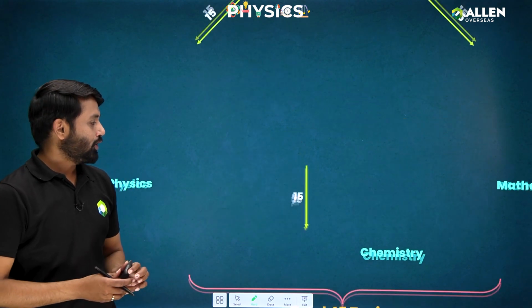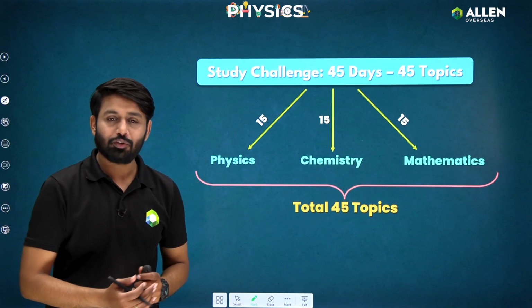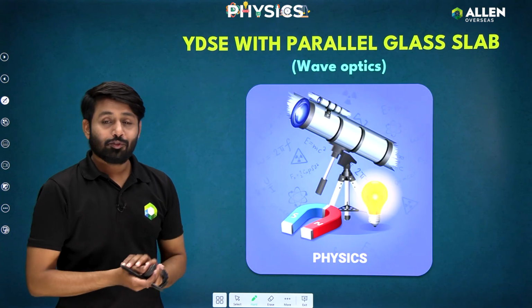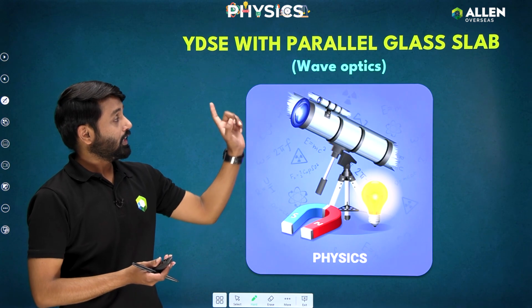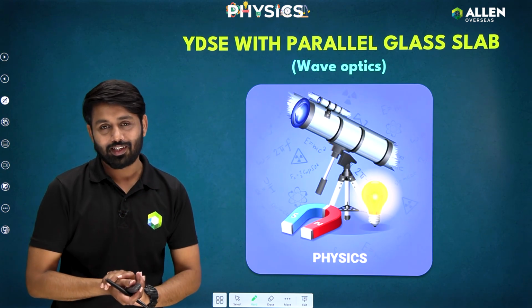This is the distribution of topics in physics, chemistry and mathematics. I'm going to cover the physics part. So let's begin with the topic YDSE with parallel glass slab. This topic is from wave optics, and YDSE is very important for the JEE Main examination.